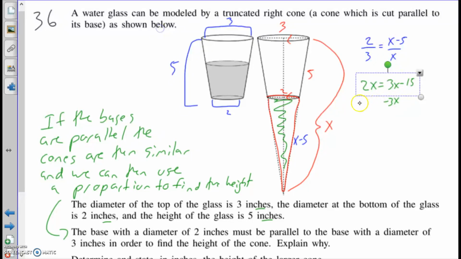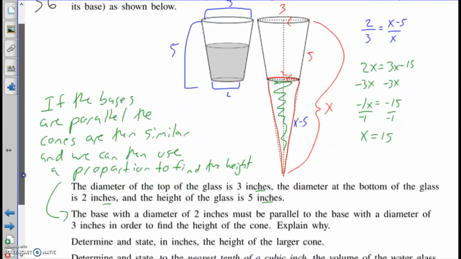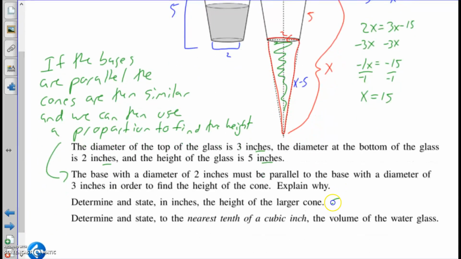I would likely minus 3x then. Let's get negative 1x equals negative 15. Divide that negative 1 away to get the height of the large cone is 15. All right, and so that is our answer here.